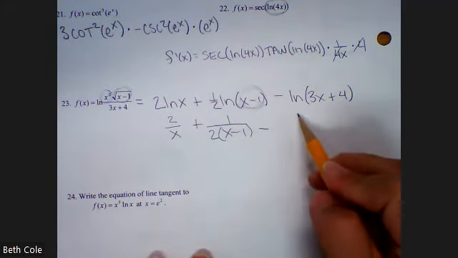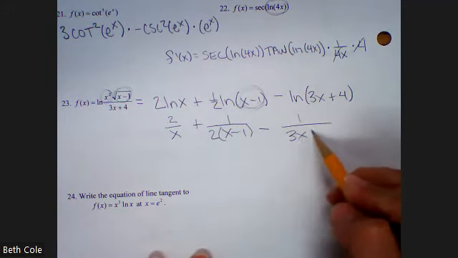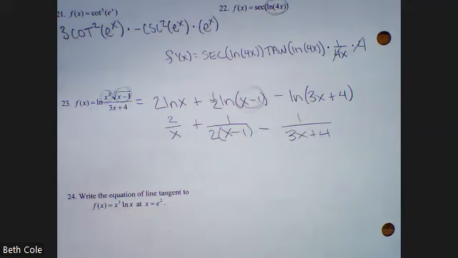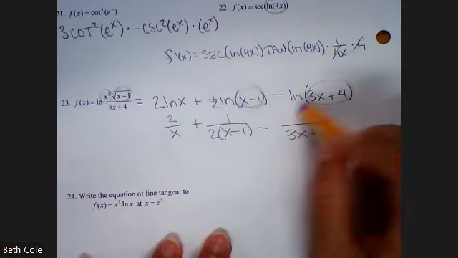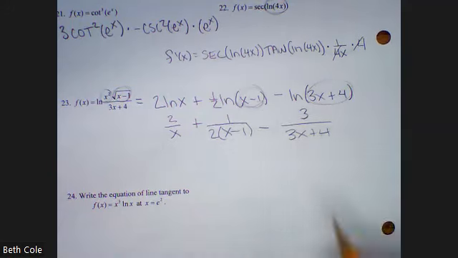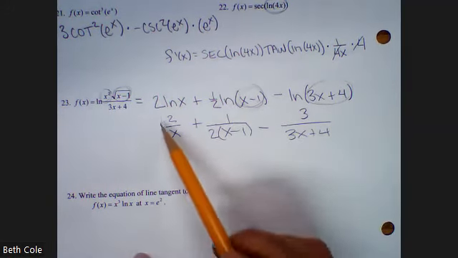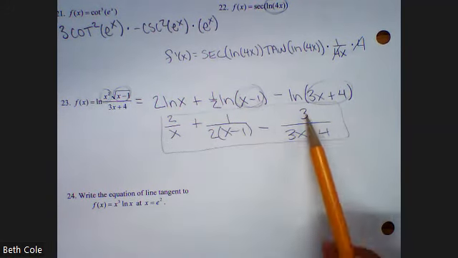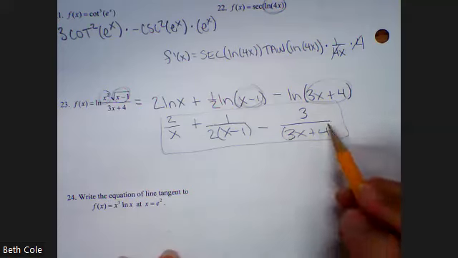Minus, right? And then this would be 1 over 3x plus 4. And then chain on the derivative of 3x plus 4, which would be what? 3. Those 3's don't cancel. Why not? Yeah, because that 4, this is grouped together.